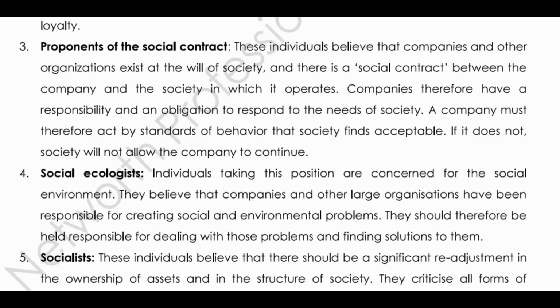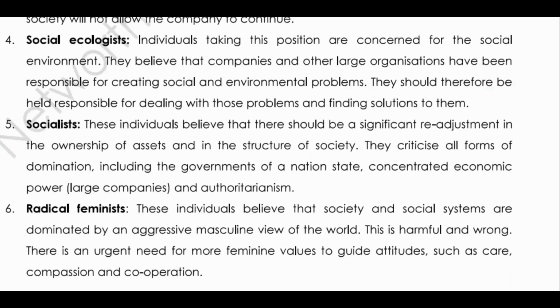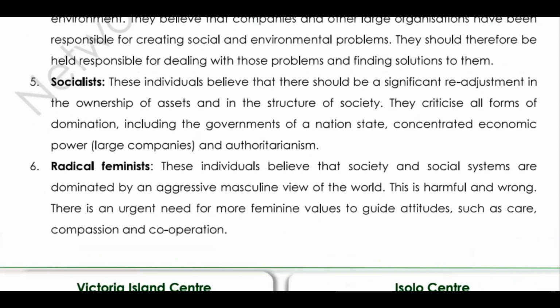Guys, I shared the material with you. Read through 5, 6, and 7. Give me a minute. I'll unmute in the next few seconds. 5 is socialist. 6 is radical feminist. And number 7 is deep ecologists. I'll be with you in a minute.